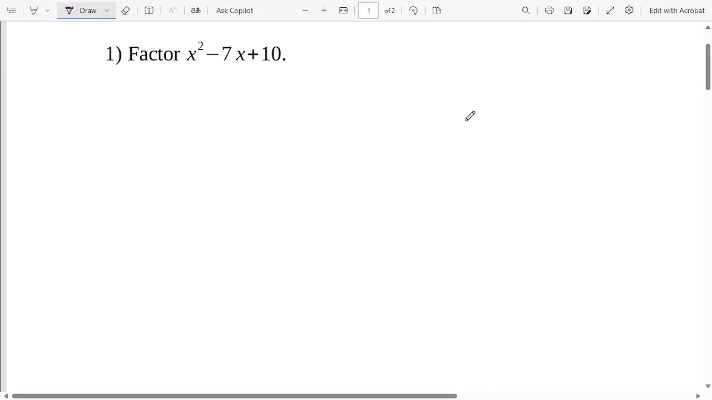Hi, Timothy Unkert here. In this video, we're going to factor some simple quadratics. This first one we're going to factor is x squared minus 7x plus 10.